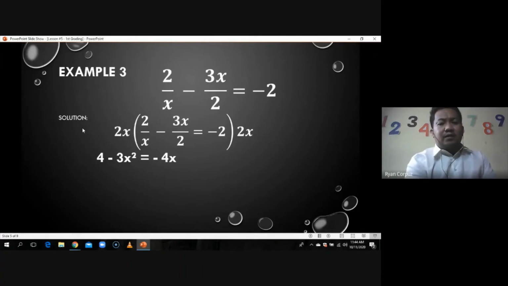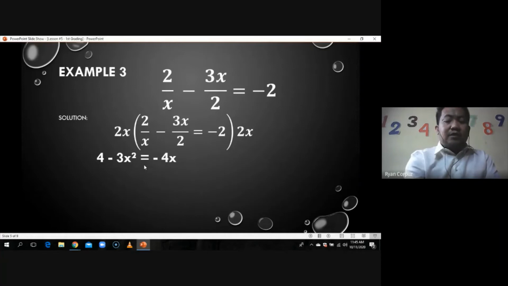As you can see, nung ginawa natin yon, ginamit yung LCD, wala na tayong fraction doon sa equation natin, which we know is already a quadratic equation because of this term. Meron tayong term na matatawag nating quadratic term. But if you look at the equation, it was not yet arranged in the general form. So let us rearrange it first.